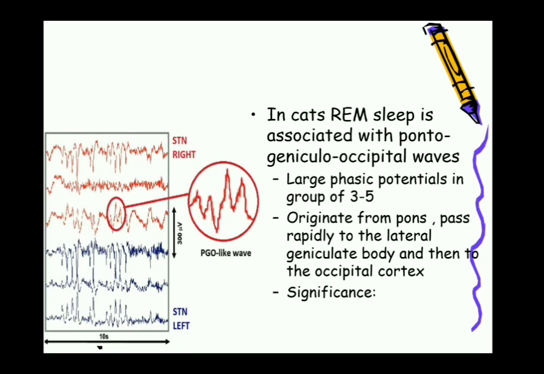In cats, REM sleep is associated with PGO waves, also known as PGO spikes. Full form of PGO is pontogeniculo-occipital wave. It is associated with large phasic potentials, and these potentials are present in groups of 3 or 5. These PGO spikes originate from pons and pass rapidly to the lateral geniculate body and then to the occipital cortex. It activates the reticular inhibiting areas in the medulla oblongata and it reduces hypotonia.